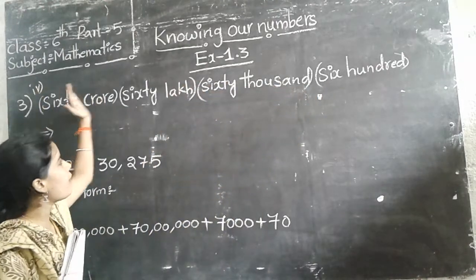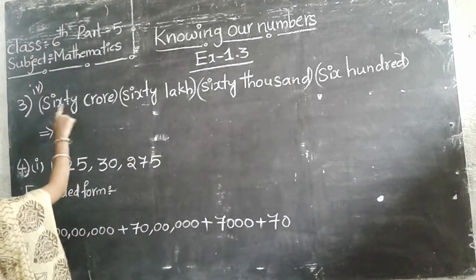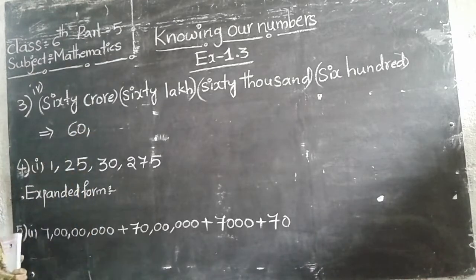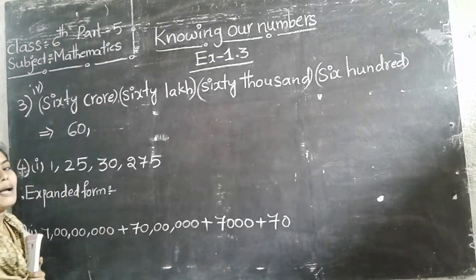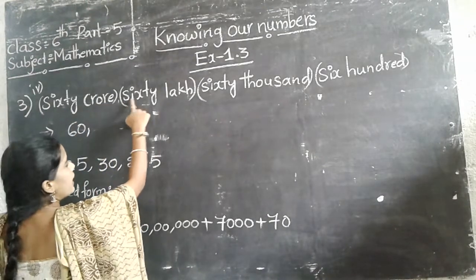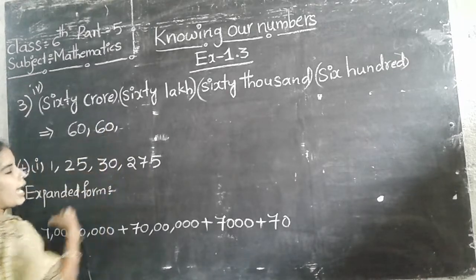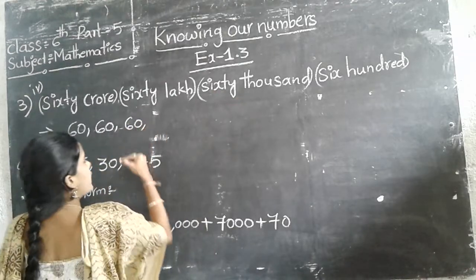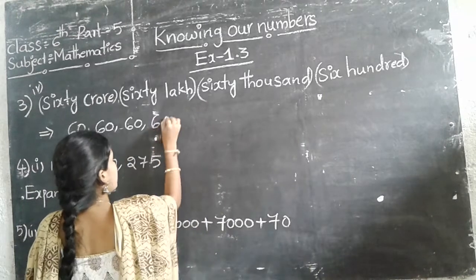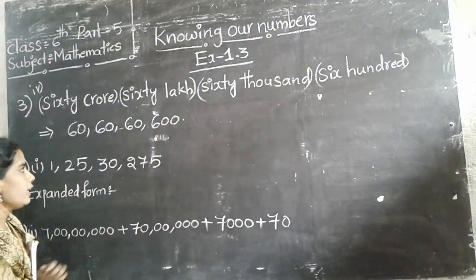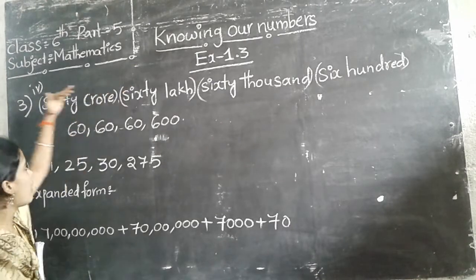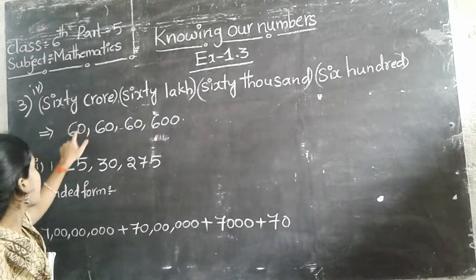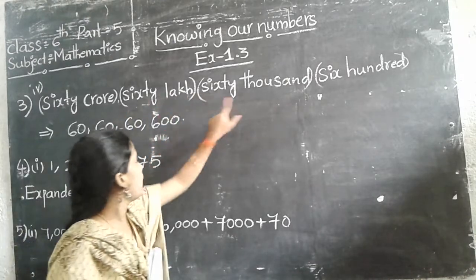So first we have to divide according to its group, then after we have to write the number directly. 60 crore. Then after comma, between two periods you have to put a comma to divide the period. Next, 60 lakh. Again comma. Next, 60,000. 600. So children, first divide according to its period, then write one group one by one. It's very easy to write. 60 crore, 60 lakh, 60,000, 600.